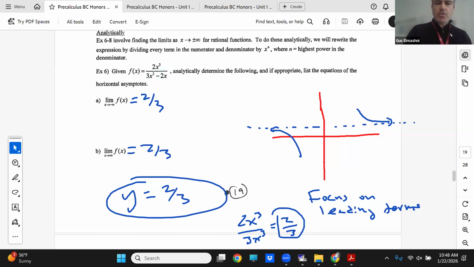What if the top was 2x squared? Then in each of these cases, it would be 0. And that'd be 0, right?